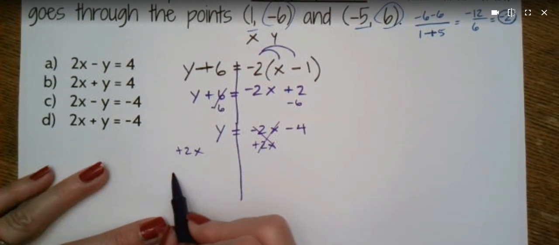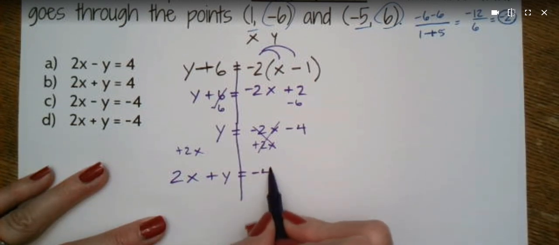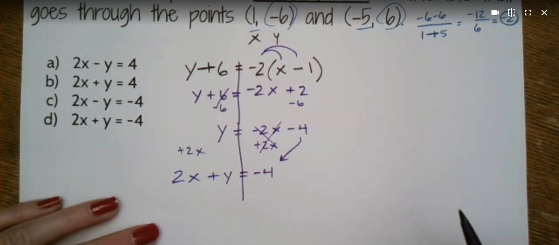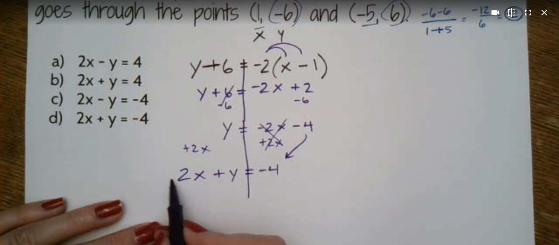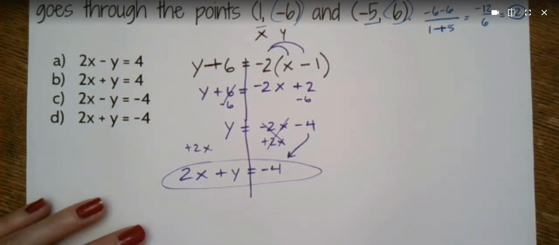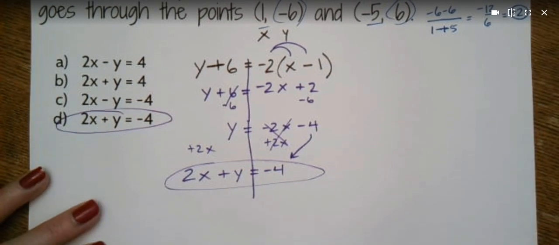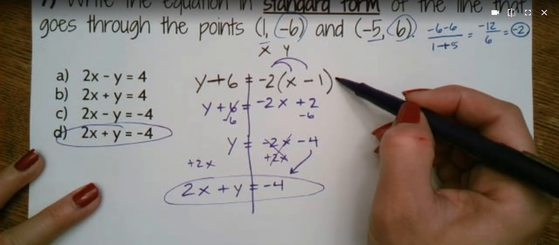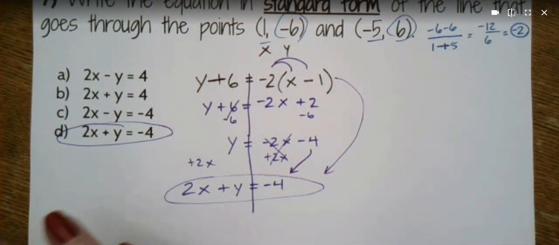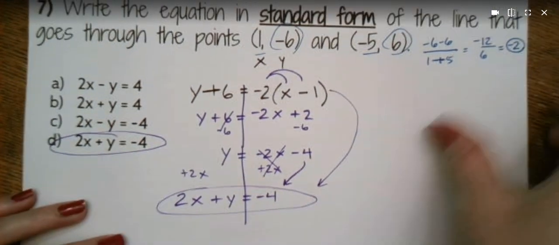Okay, get everything in the right order. I got a positive 2x plus a y equals negative 4, because I'm just dropping that down. And wow, first term's positive, no fractions, no decimals. We've got standard form. And it looks like this matches up nicely with answer choice D. So I just took my point slope form and I converted it into standard form, knowing that these two are equivalent. They're talking about the same line.